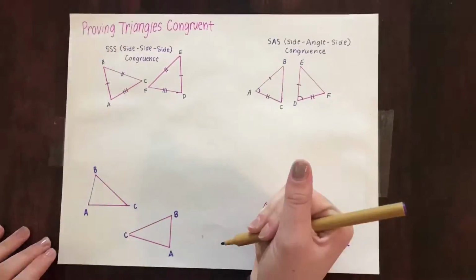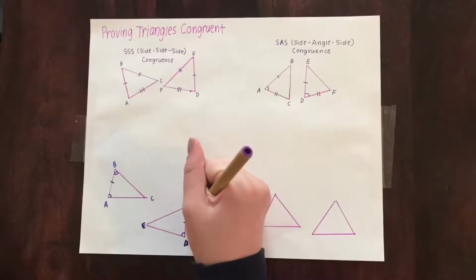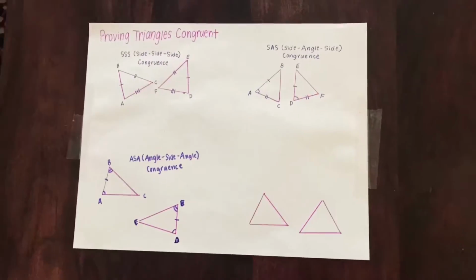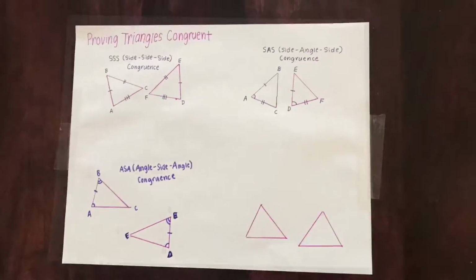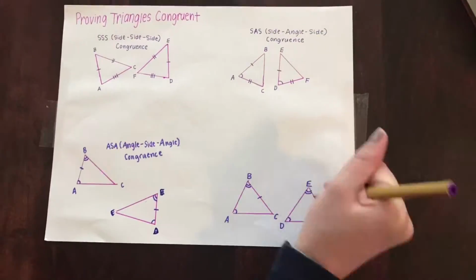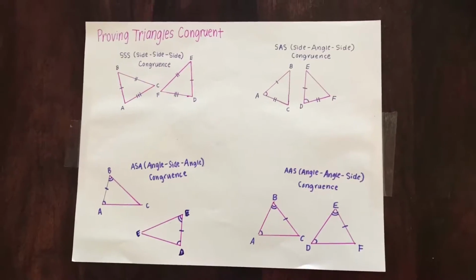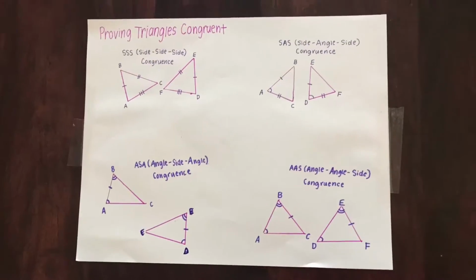If 2 angles and the included side of one triangle are congruent to 2 angles and the included side of another triangle, then the triangles are congruent by ASA postulate. If 2 angles and the non-included side of one triangle are congruent to the corresponding 2 angles and side of a second triangle, then the 2 triangles are congruent by AAS postulate.